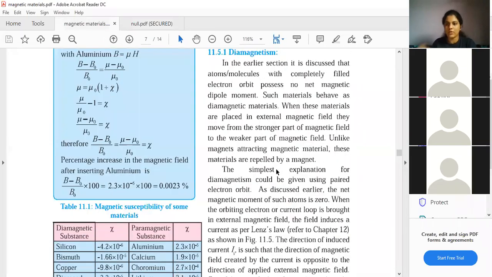Okay, good. So let's come back to diamagnetism now. Students, we'll just read out some parts. You can mark these points if you want. In the earlier section, it is discussed that atoms and molecules with completely filled electron orbits possess no net magnetic dipole moment. The point that I just discussed: if the valence shell of any element is completely filled, it will have zero net magnetic moment, because the positive and negative spins cancel each other out.